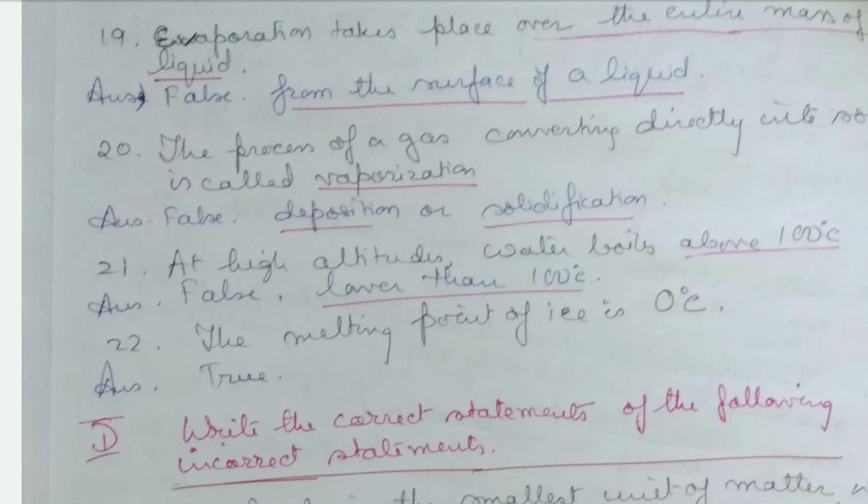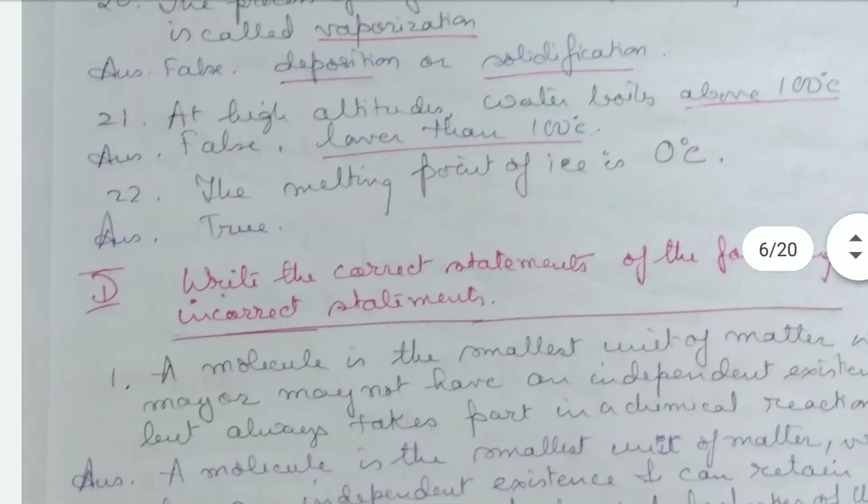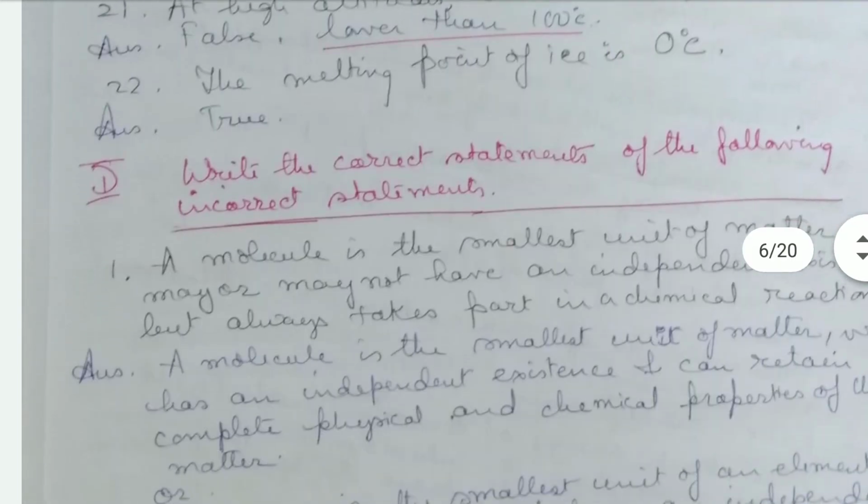At high altitudes, water boils above 100 degrees centigrade. False. It boils at a temperature which is lower than 100 degrees centigrade. The melting point of ice is 0 degrees centigrade. That's true. Then we come to the next exercise: correct the statements of the following which are incorrect.